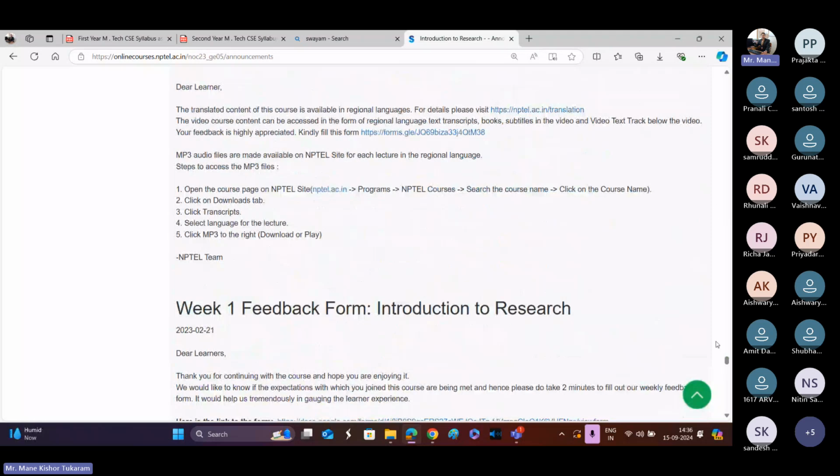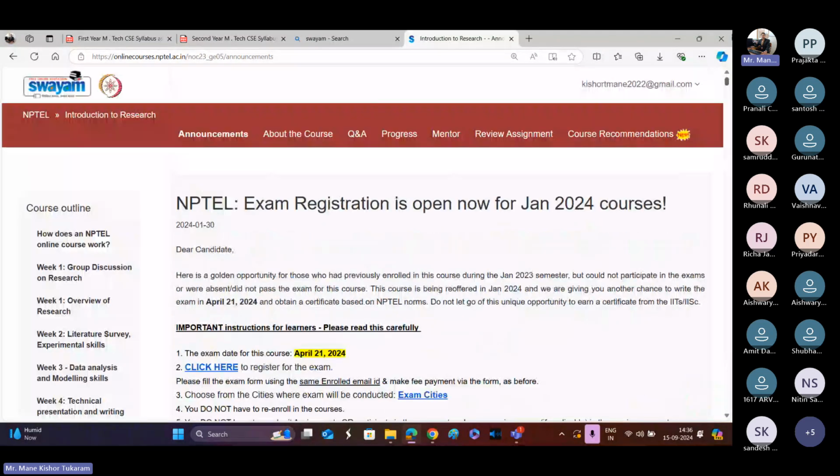So what does the certificate criteria mean? In the assignment, you have to get 40% marks, that is 30 marks, and in the certificate exam also, you have to get 40% marks. Okay. So this is the particular content related to the NPTEL course.